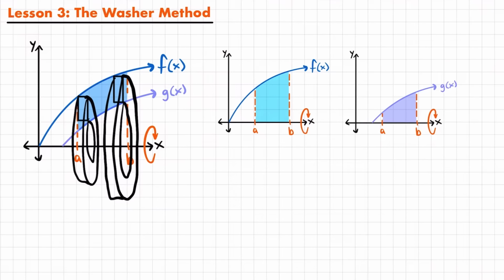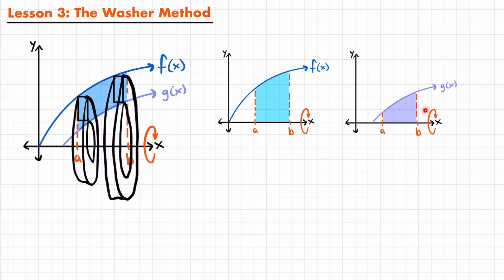Well, if we break it down into two parts, we can use the disk method to help us answer this question. If we just took the shaded region beneath f of x from this graph and revolved that around the x-axis, we would form a solid of revolution that would not have any holes. And then similarly, if we took g of x, which is that lower function, and revolved that around the x-axis, we would also form a solid of revolution that doesn't have any holes.